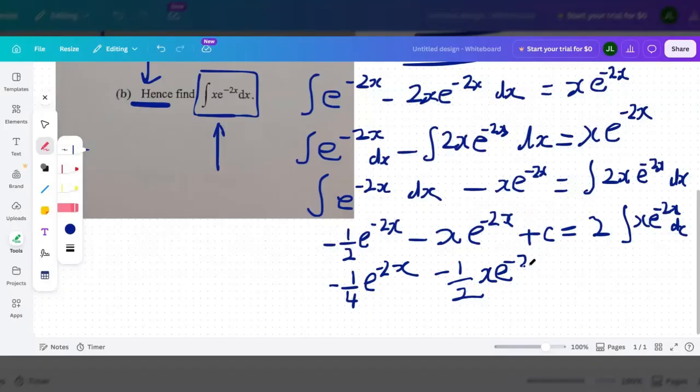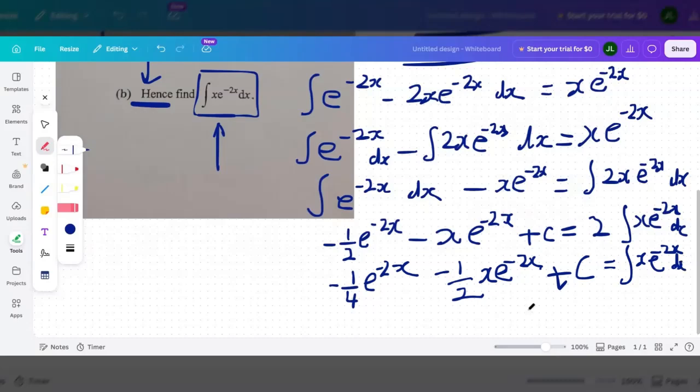Now, for the c, it doesn't matter because we don't have it actually. But you can write, no problem, c or c over 2, whatever, and that actually is the answer for the question. So this is what you need to find, and that's how we solve this type of questions.